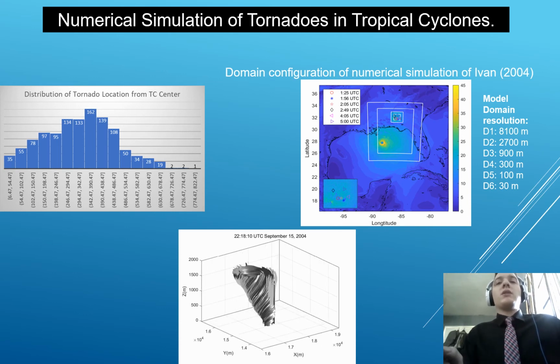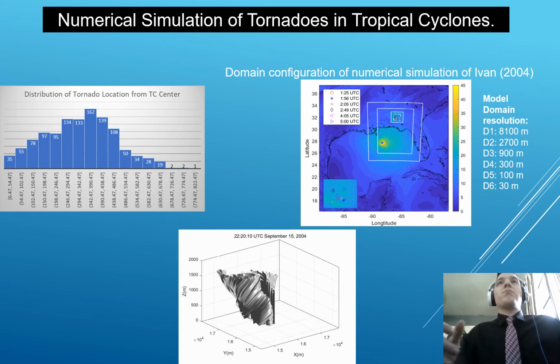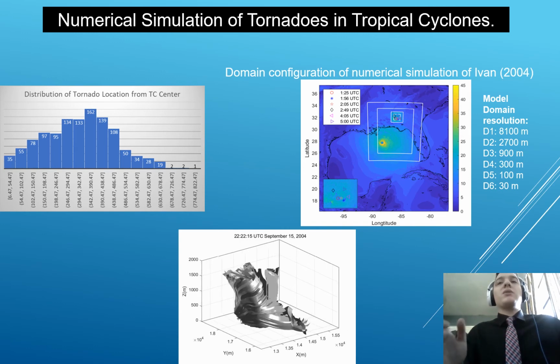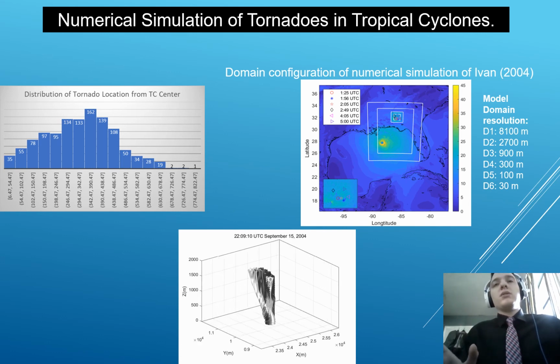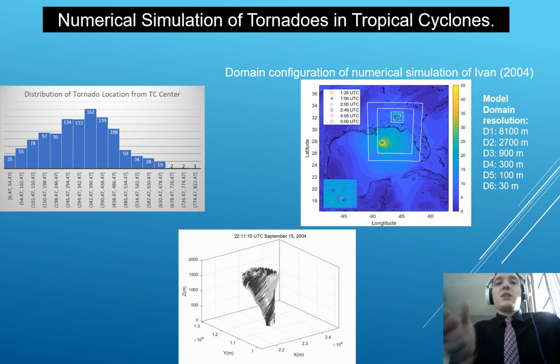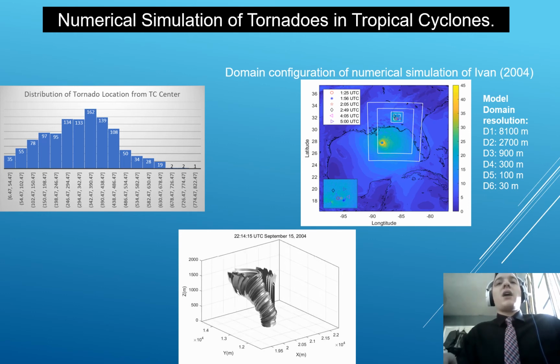In this experiment, we conducted a real case simulation of Hurricane Ivan back in 2004, which was a prominent tornado producer, and used a six-way boxed resolution with about 8 kilometers grid resolution at the outermost box, going all the way down to a 30-meter resolution. With it, we were able to numerically simulate a tornado that you see here on the bottom. This was an outer core tornado in the rain band region of Hurricane Ivan right before it made landfall. And we've simulated its entire existence from its formation all the way to its decay.